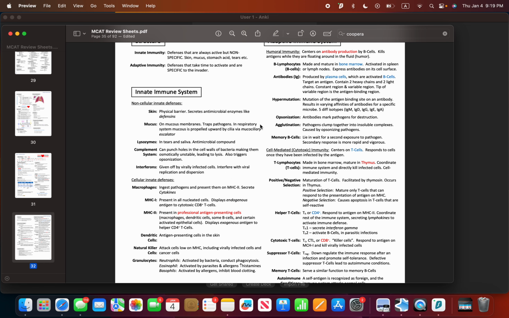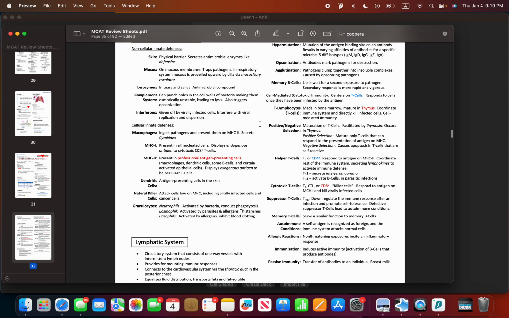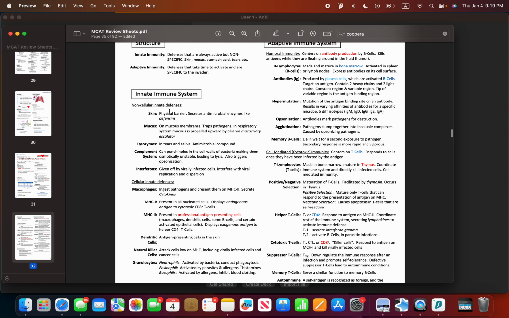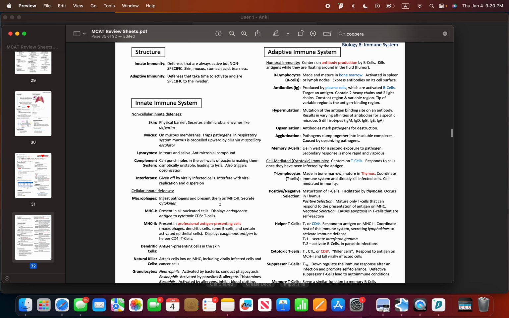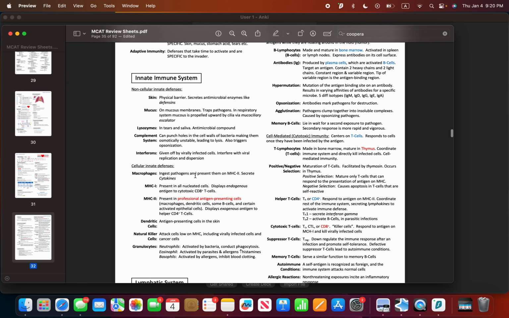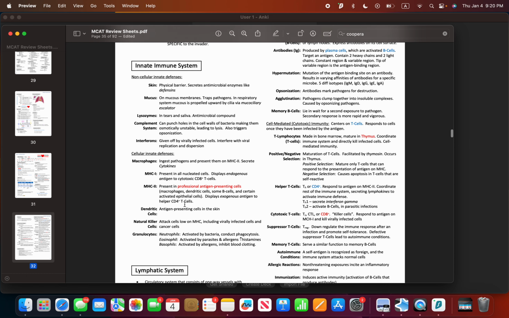We finished the immune system flashcards, so it's good to go over the quick one-page summary as well. I went over the innate and adaptive immunity. We have the innate immune system on the left here, and the adaptive immune system on the right. And we have the lymphatic system at the bottom here.